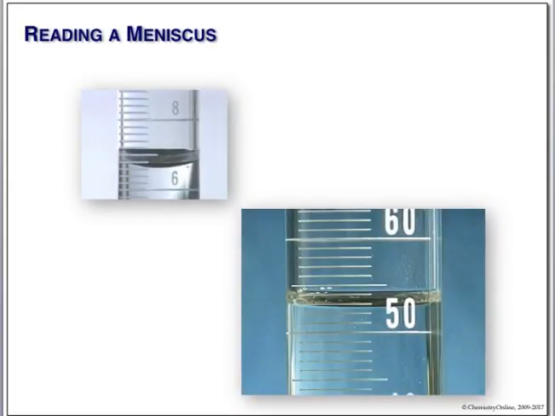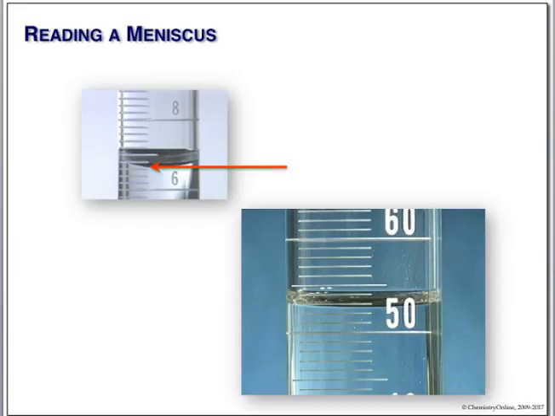On Tuesday, the first task that we had was to read a meniscus, so read a volume. This is a section of a 10 mil graduated cylinder, and this is the water meniscus. Like I said, when you read a meniscus, and with water anyway, you're going to be reading the very bottom of our line here.